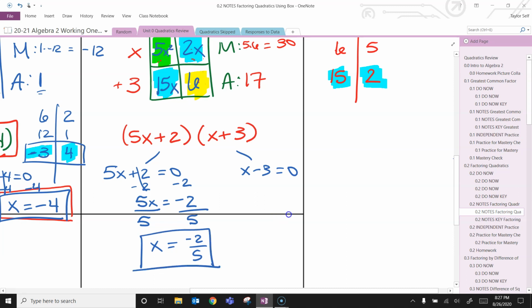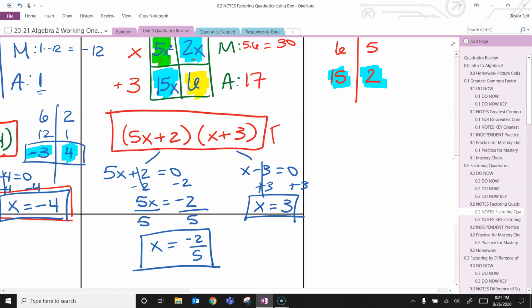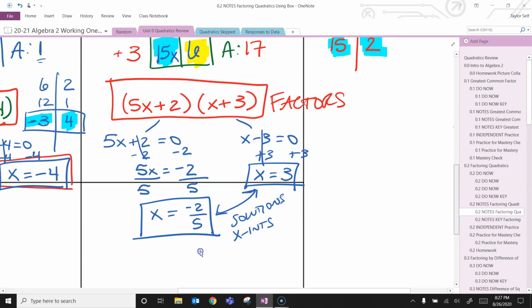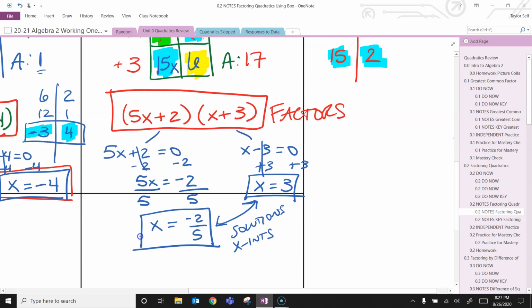That is your first solution. Then we need to do inverse operations to get x alone over here. Add 3. 0 plus 3 is 3. That's your second solution. All right, make sure you know the difference between factors, and in blue we have, these are called solutions. Write that down. X-intercepts. I'm going to call them x-ints, roots, or zeros. Those are all the same thing.